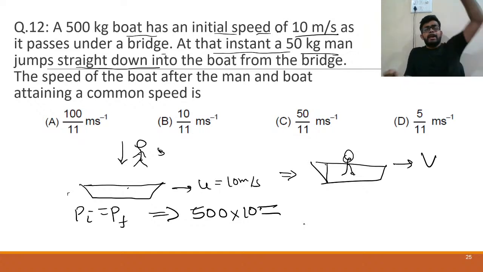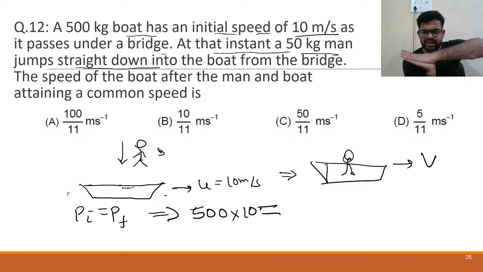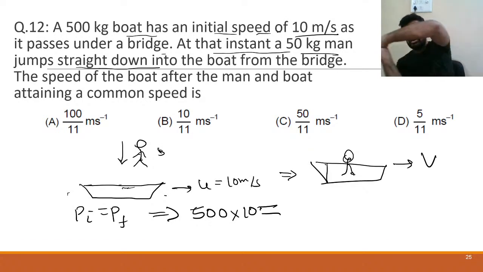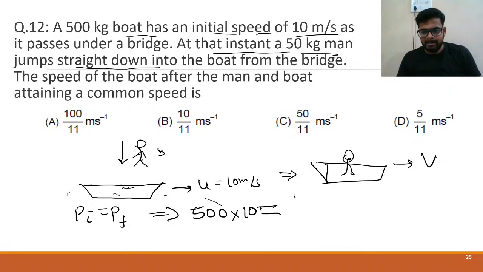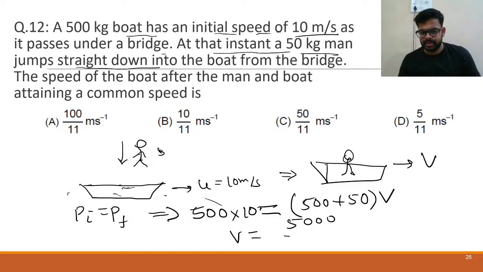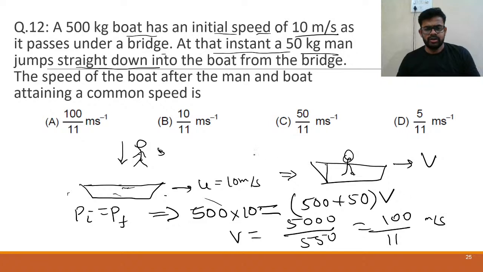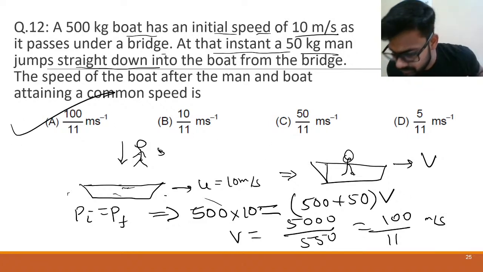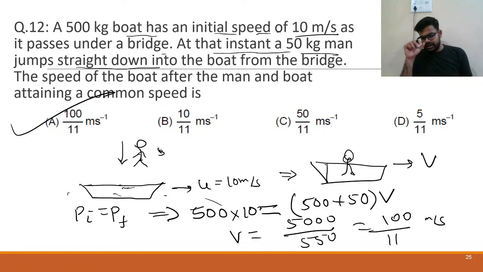Finally, the man is jumping from the top direction, so there will be no horizontal velocity of the man. Just after jumping, he will be inside the boat, and both will move with the same velocity in the horizontal direction. So directly I will say mass of the boat plus mass of the man into V. So directly I am getting the value of V, that is 5000 divided by 550. So I am getting 100 by 11 meter per second. So the answer is A. Got it, my dear Karan? The answer is 100 by 11 meter per second.